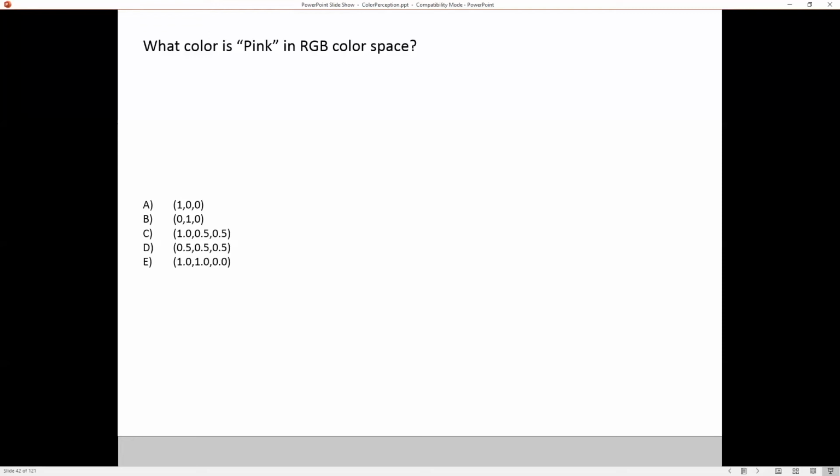Okay, now here's one of these colors which is not just pure one or the other. We don't really have a good definition. What do we think is pink?